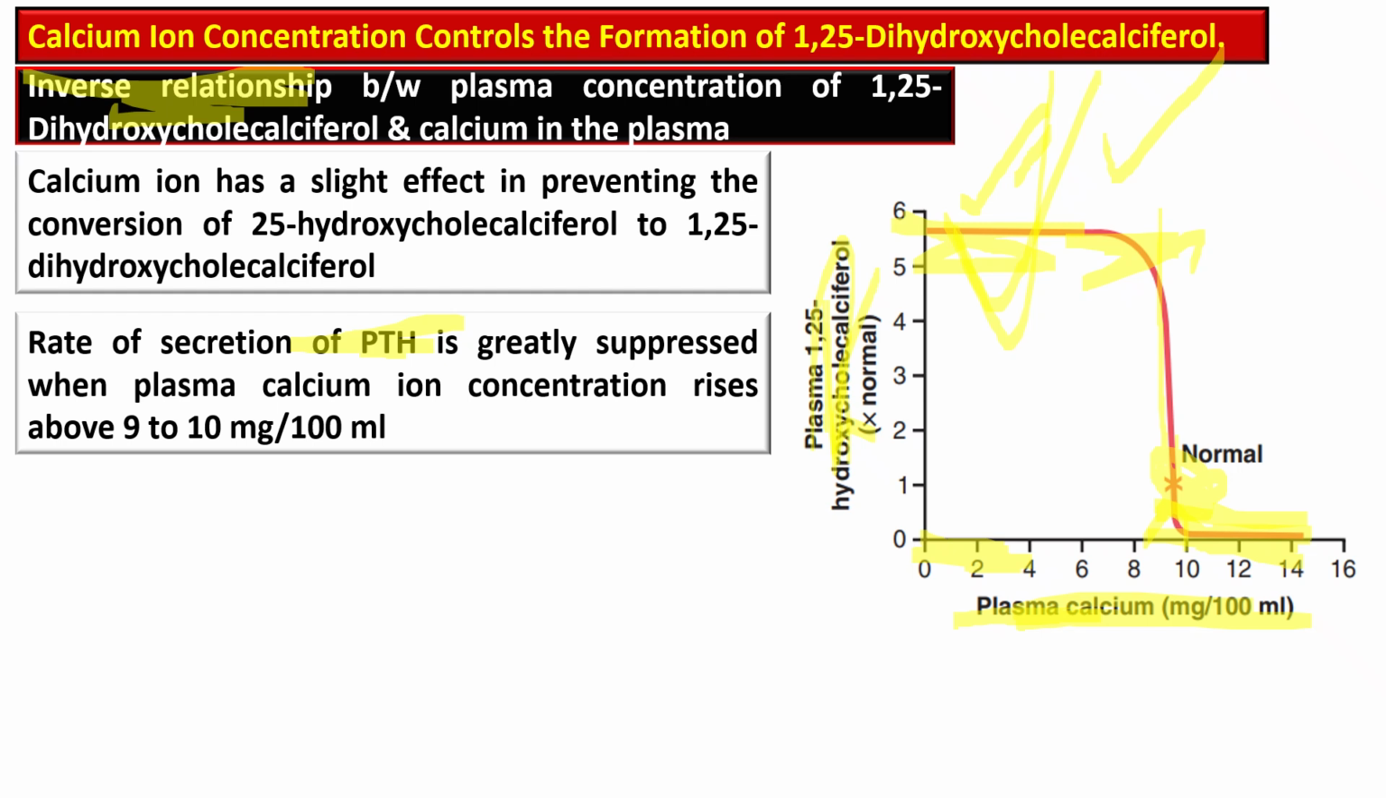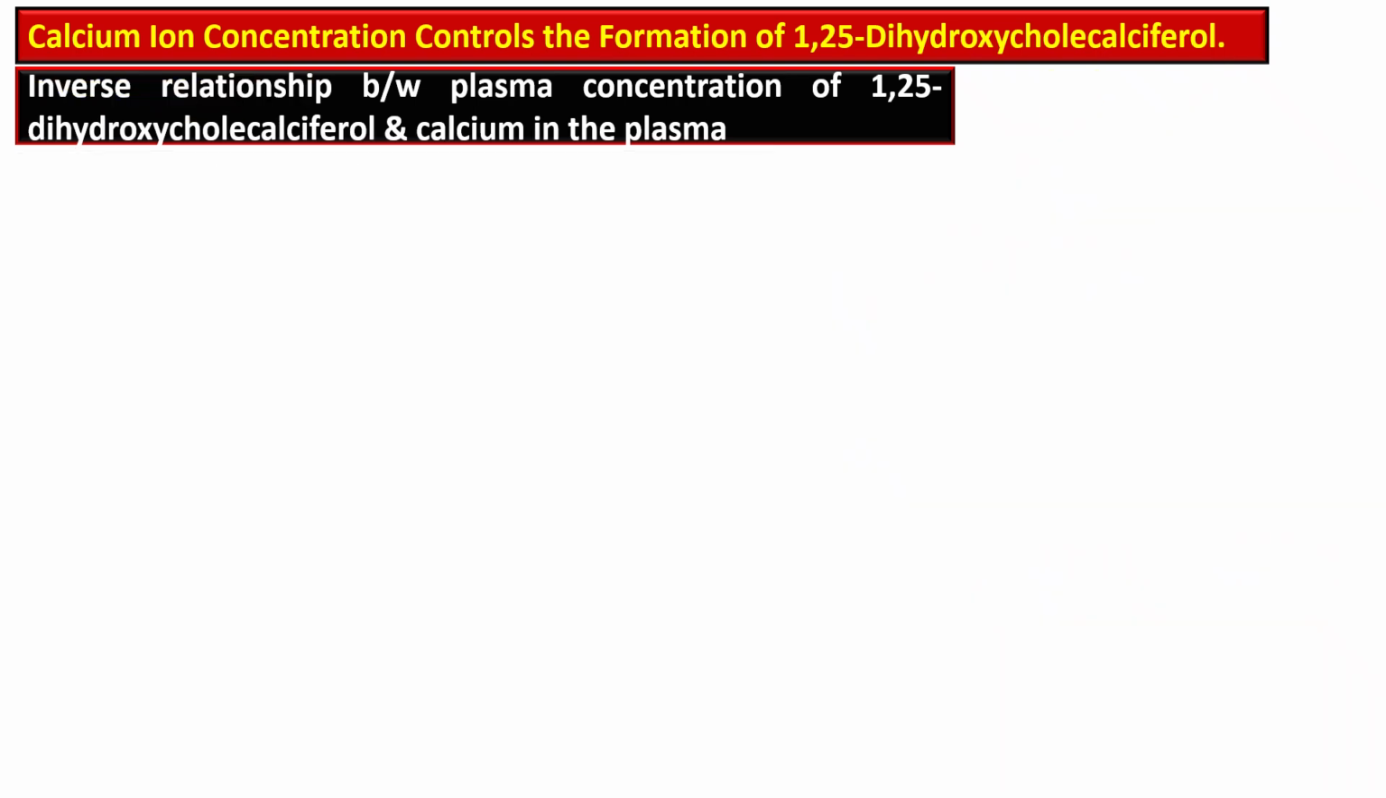So this represents that the body tightly regulates calcium through hormone signaling. When calcium is low, more active vitamin D is made to boost its absorption. When calcium is high, the conversion halts to prevent overload. This concept is reiterated here. There is an inverse relationship between plasma concentration of 1,25-dihydroxycholecalciferol and calcium in the plasma.